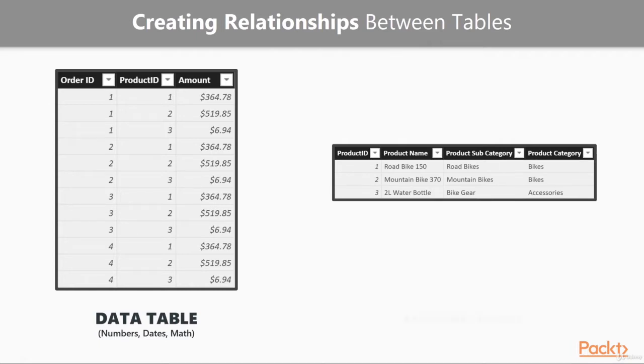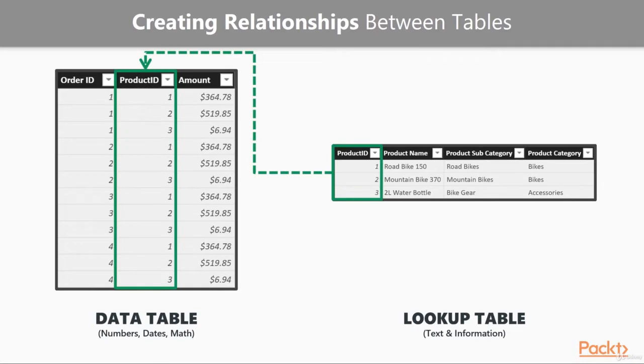Over here on the right is our lookup table. Lookup tables contain mostly text and information, stuff we would want to look up. Our model has quite a few of these actually, and we'll be connecting all of our lookup tables to our data table using relationships. As a reminder, the beauty of relationships is that a relationship gives us access to all the data from either table with only a single connection.